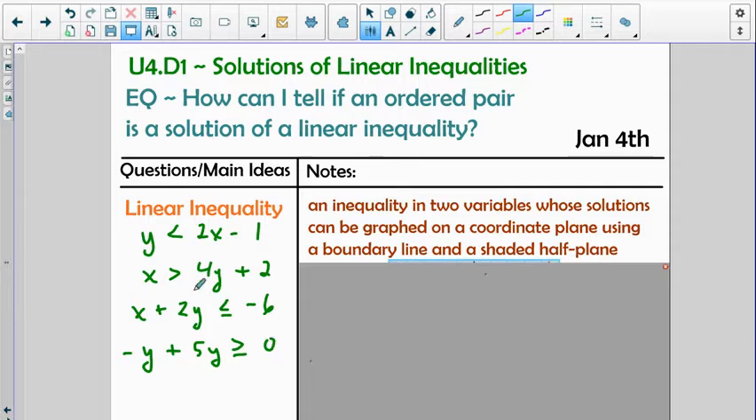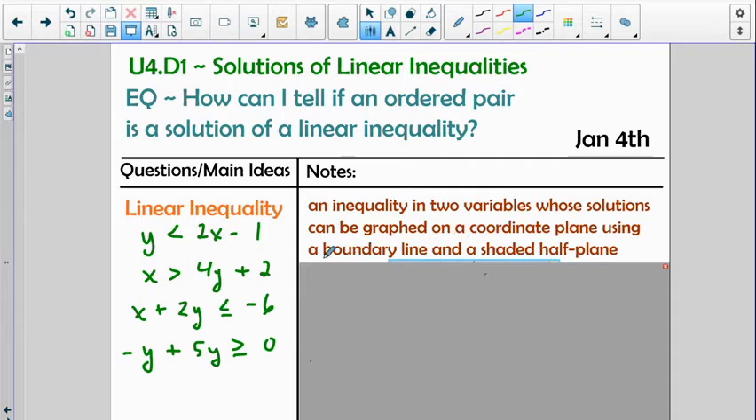Okay, so basically, if it has an inequality symbol, any one of the four symbols that we discussed in our warm-up, and if it has both of our variables, x and y, that it can be graphed on the coordinate plane, that would be a linear inequality. Now here's a few key components here.